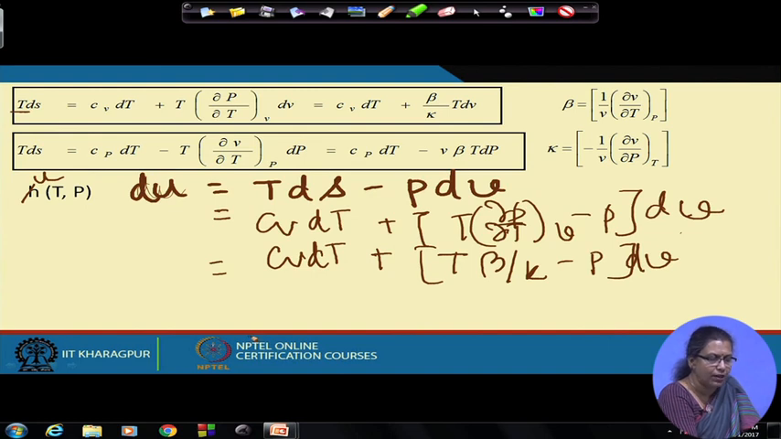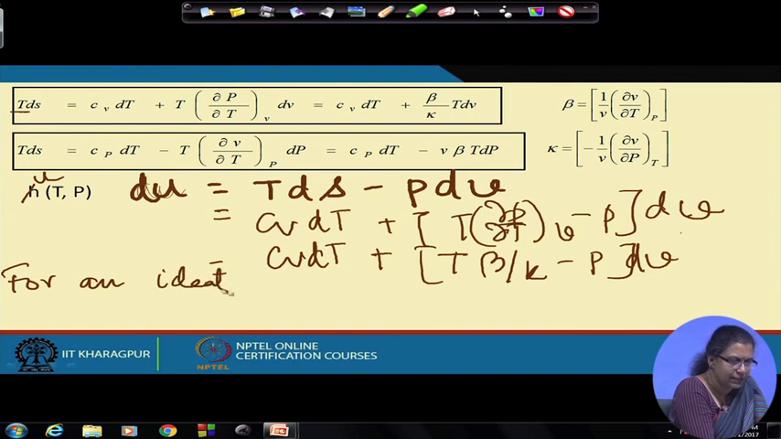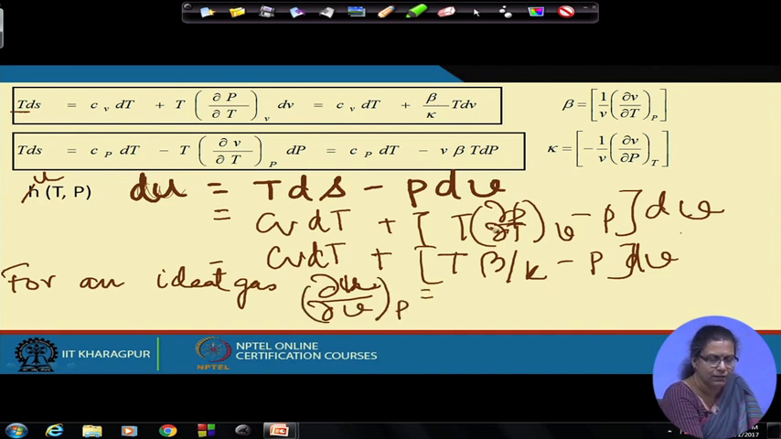Say for example, for an ideal gas, what do we get? For an ideal gas, what is del U, del V at constant P? We know for an ideal gas PV equals RT for 1 mole, since we are dealing with molar properties. So in this case, if you substitute del P del T at constant V, then for an ideal gas this term becomes R by V. So RT by V is nothing but equal to P.